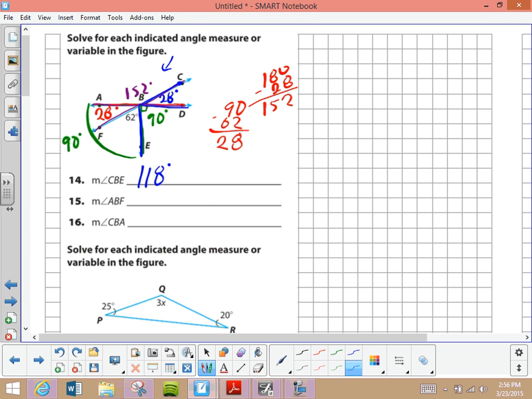Okay, so what about ABF? ABF. What is it? 28. And then what about CBA? CBA, that's 152. Once you find the angles, it's easy to answer these questions because you're just looking at them, right? All right, for the next one.